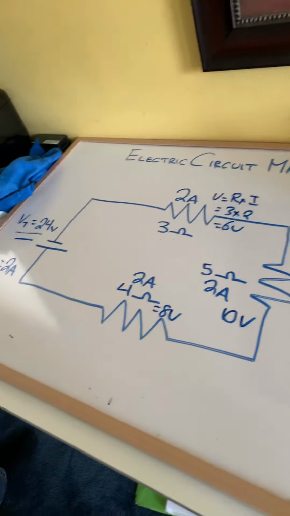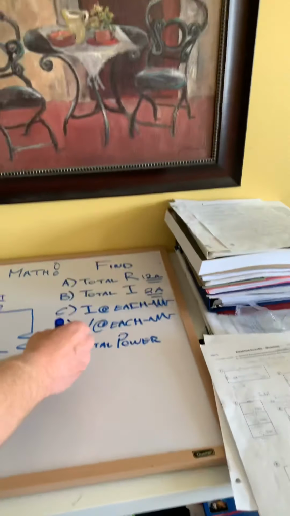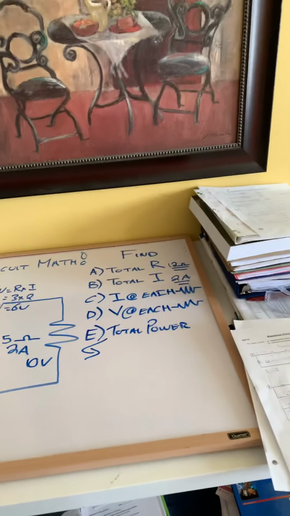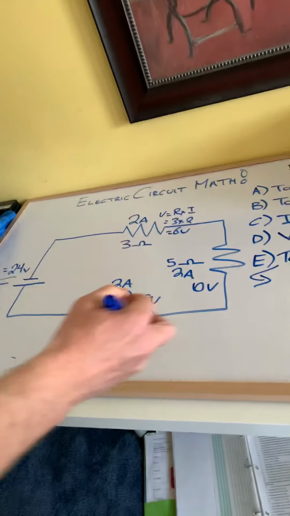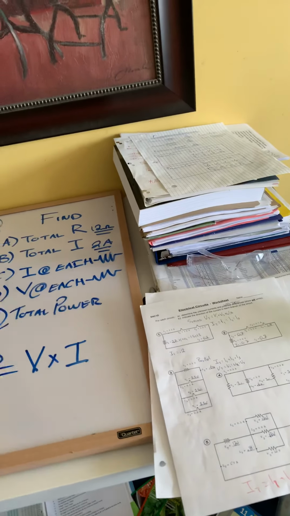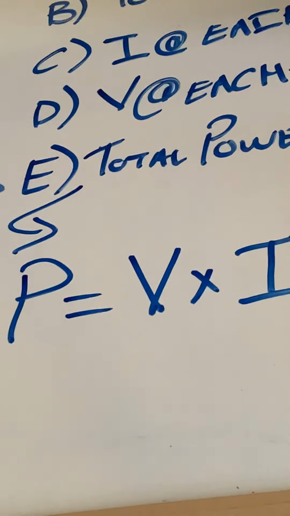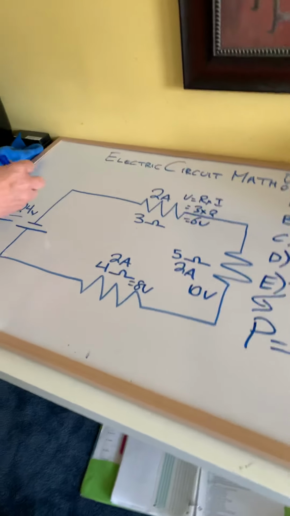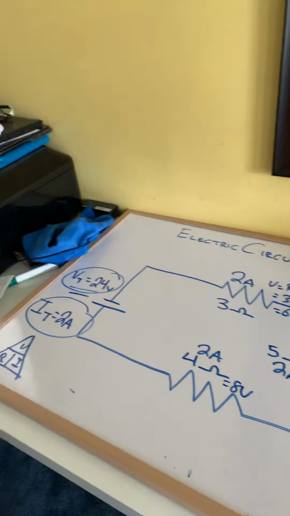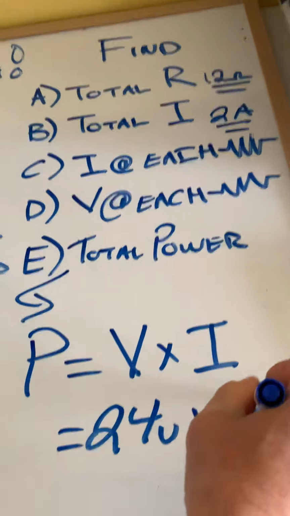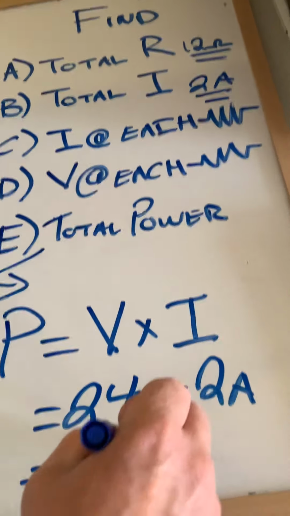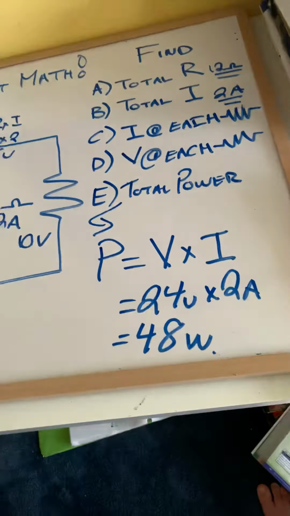Finally, for power, we definitely have to go back to our cheat sheet and find some sort of equation that helps us figure out total power when we know things like voltage and current. Because power is voltage times current. And for the whole system, we go with our totals. So 24 times 2. 24 volts times 2 amps is 48 watts.